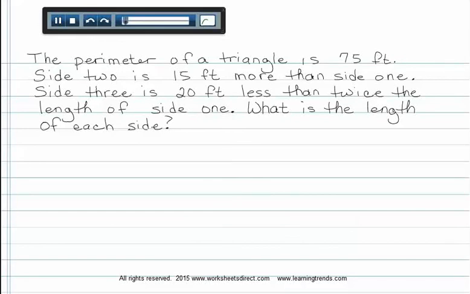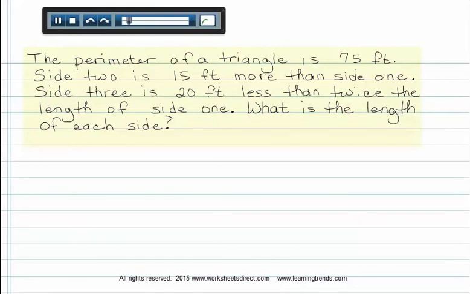Let's continue and find the solution of the following problem. Let's first of all go ahead and read it. The perimeter of a triangle is 75 feet. Side 2 is 15 feet more than side 1. Side 3 is 20 feet less than twice the length of side 1. What is the length of each side?